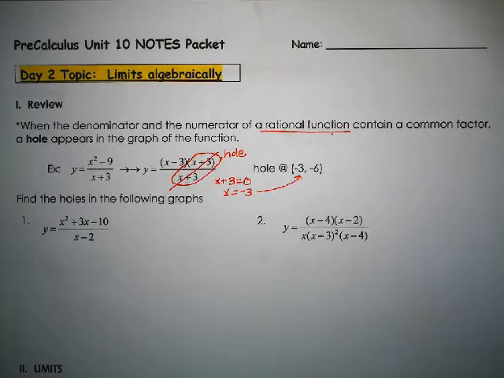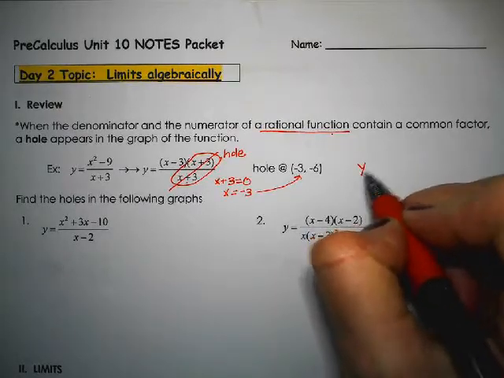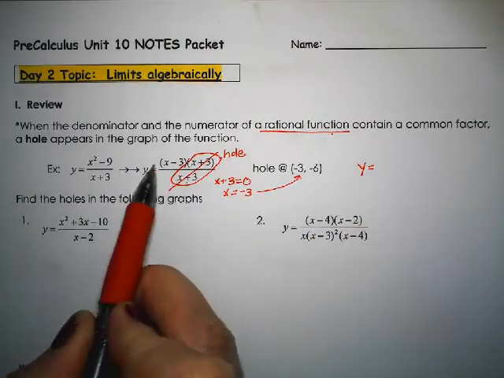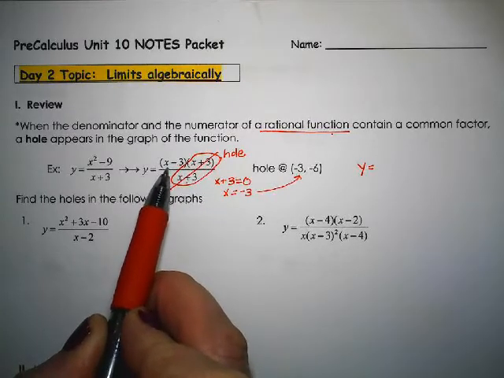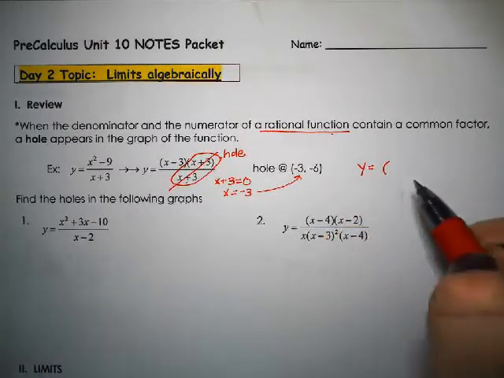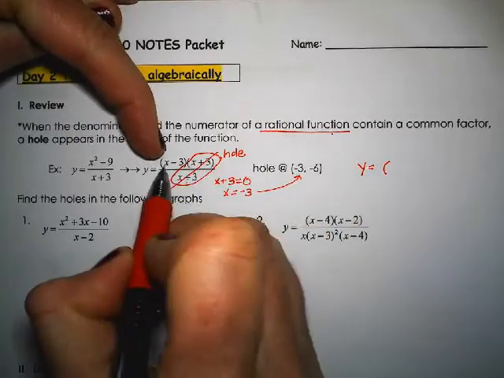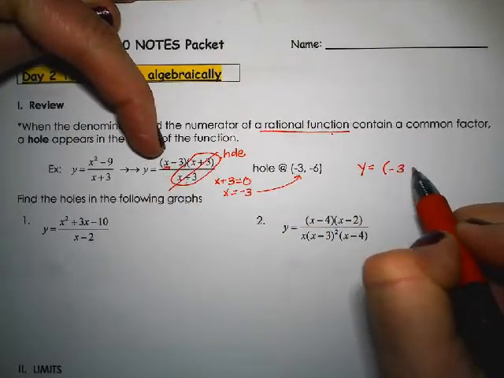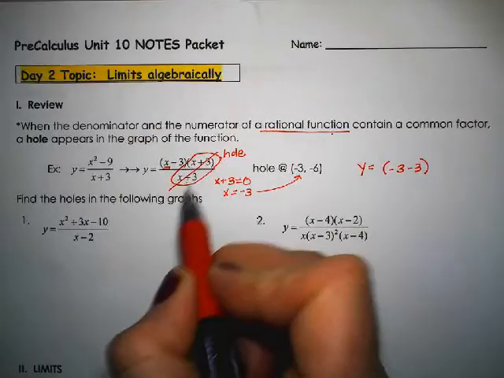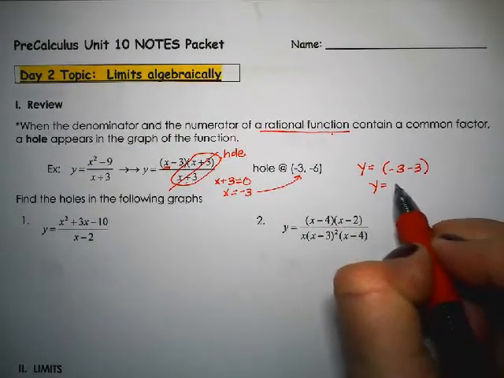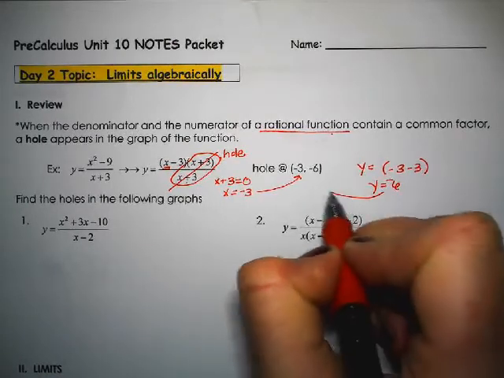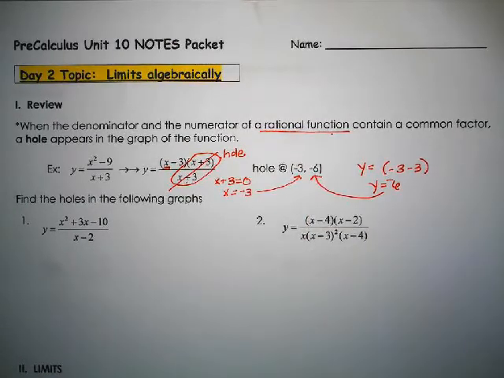But then you might say, okay, what's the y value of the hole? Well, to find the y value of the hole, you go back into your fraction here, and you plug in -3 for x, so -3 minus 3. Don't plug in anything to what you crossed off, just what's left, and y equals -6. And that's where that piece comes from.